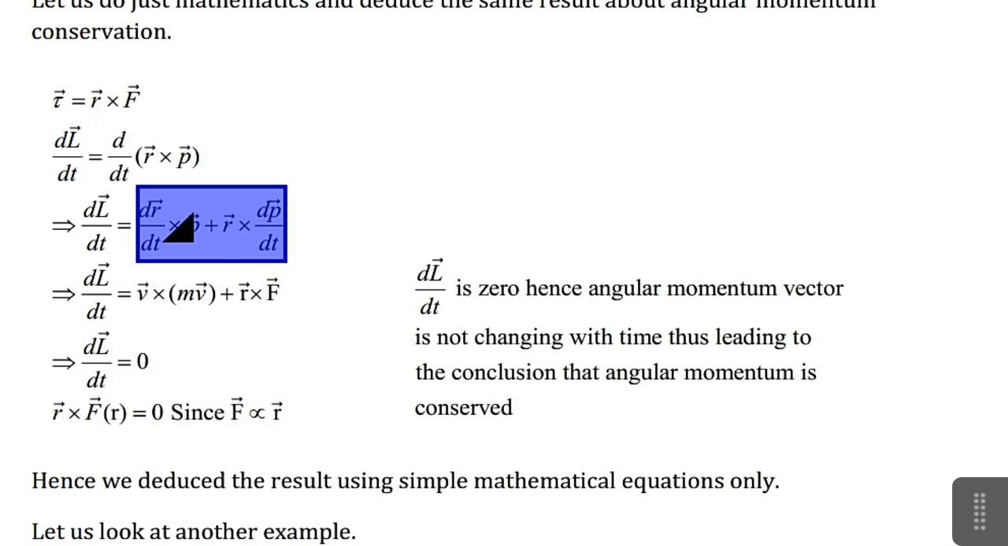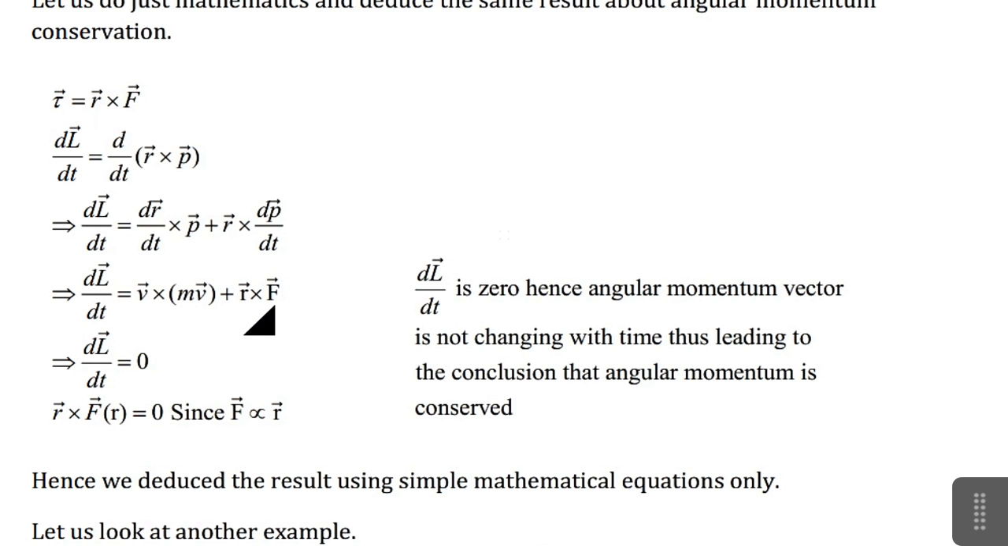Now what is dr by dt? dr by dt is the velocity. Agreed? Now what type of velocity is it? It is the radial velocity. And r cross dp by dt, you get on the right hand side. This is nothing but force. Agreed? Now since these two v are in the same direction, this term is 0.